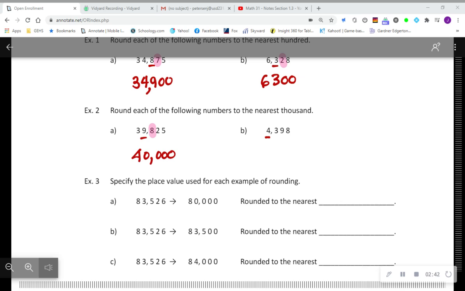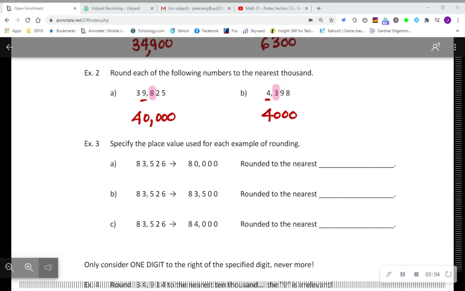This will either be 4,000 or we bump it up to 5,000. And with a 3 next door, you leave it at the 4,000 level. Okay, so the number 4,398, if you round it to the nearest 1,000, is closer to 4,000 than 5,000, is the idea.